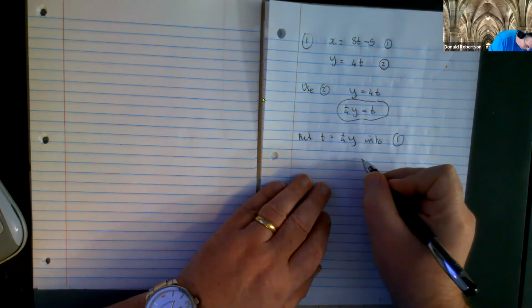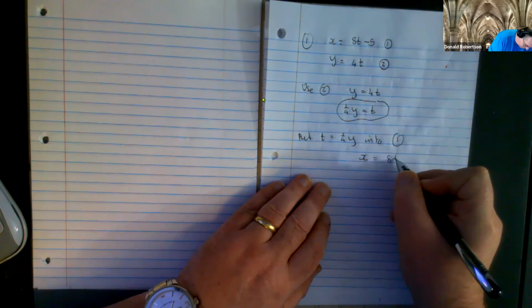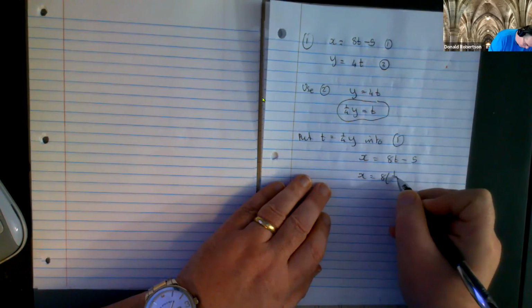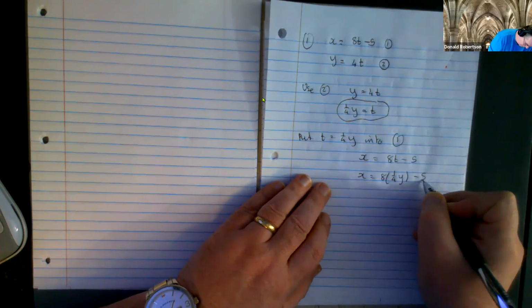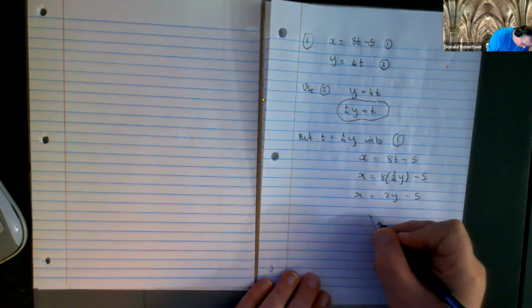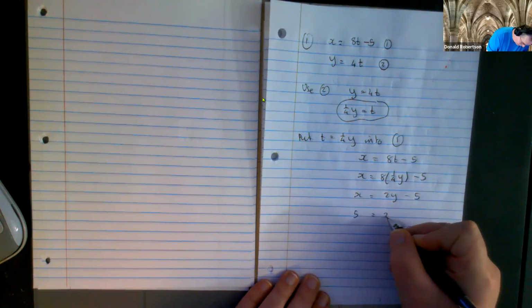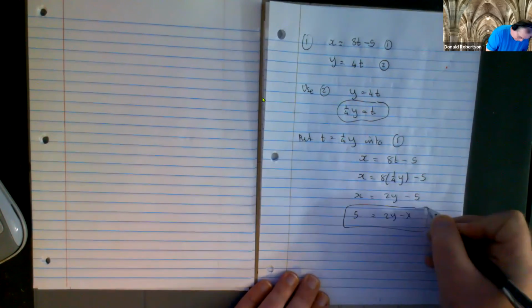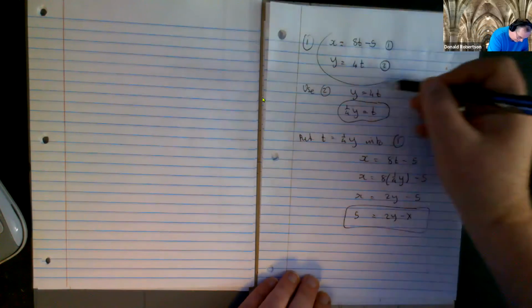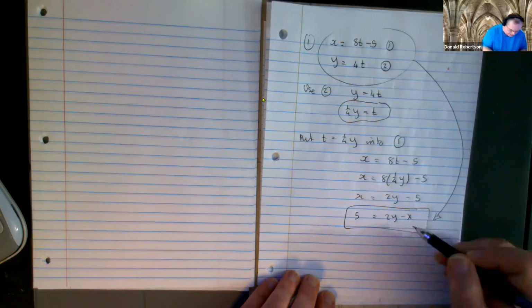So in this case, x is equal to 8t take away 5. x is going to be 8 times 1/4 y take away 5. 8 times 1/4 gets me that guy. And I could make that look slightly prettier. Add 5 to both sides and take away an x from both sides. Would you agree that's quite a nice looking equation? It has x's and y's in it, and that's what you have to do. So your job is to take this guy and turn him into that guy.